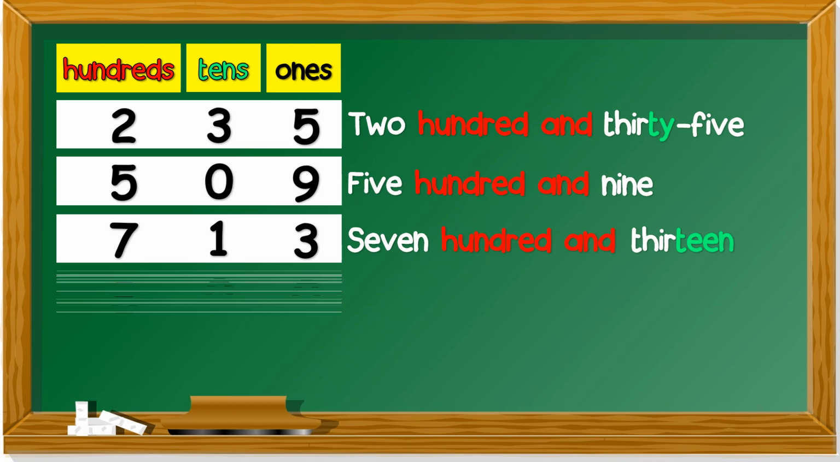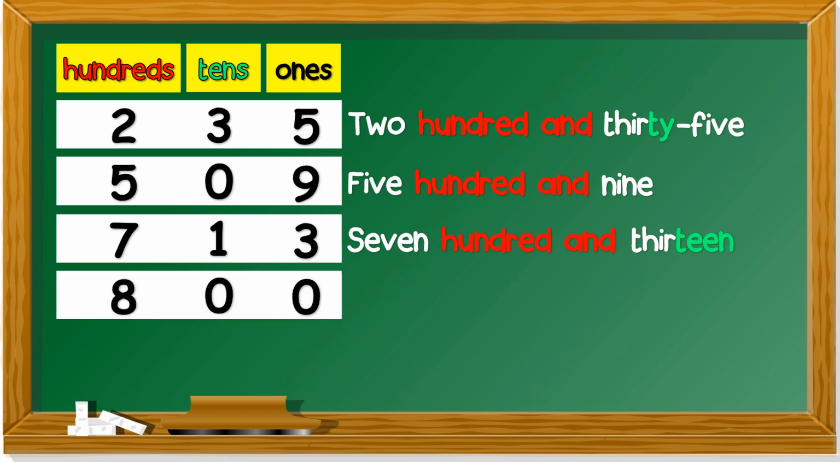Next one, 800. This one is very easy. Hundreds, we have 8. So we write 800. Whereas tens, we have 0, and ones, we have 0. So we say this as 800.